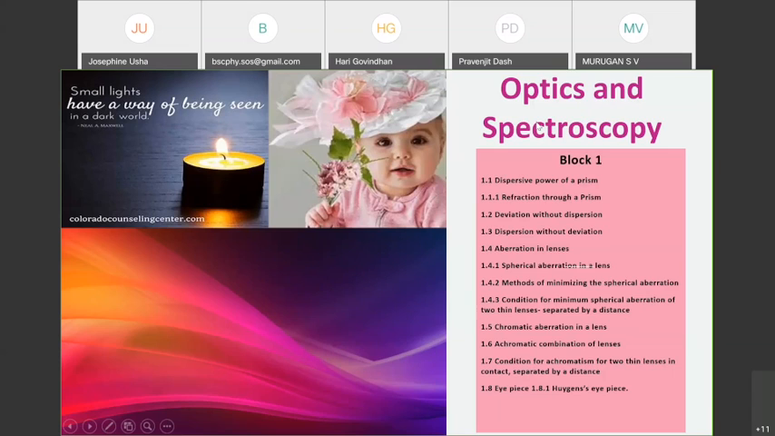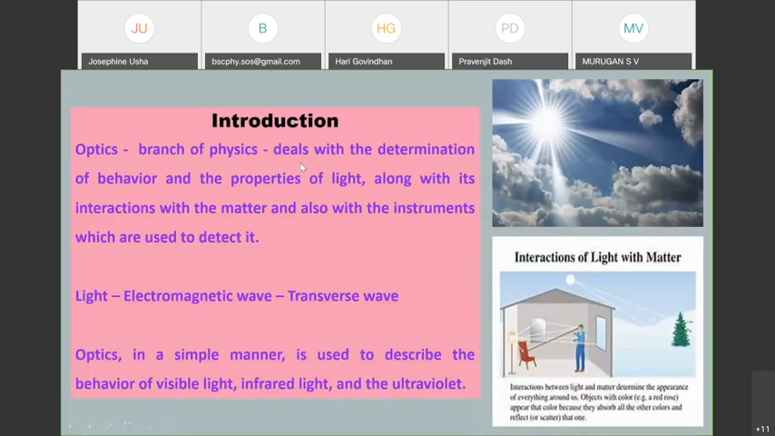With this note, we'll get into the paper syllabus. This is the title of your paper. Under this, you have 5 units, 5 blocks, and under each block, you have separate subheadings. Today I'm going to brief about block 1. We will discuss the prism, dispersive power of prism, aberration, the types of aberration, and finally Huygens eyepiece working principle. So let's start this presentation.